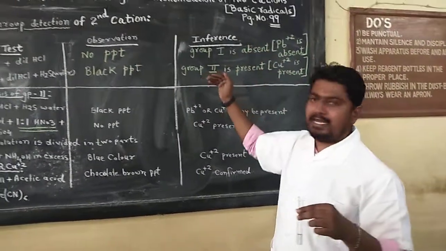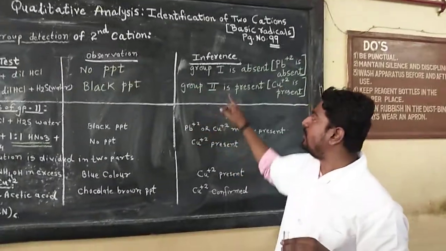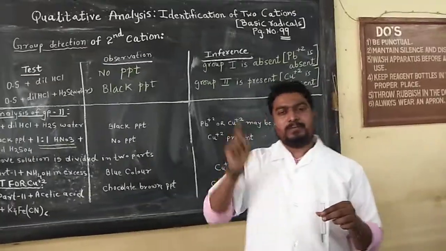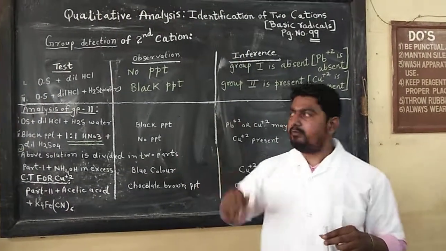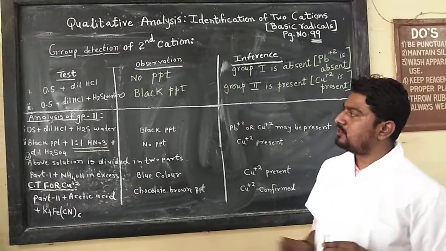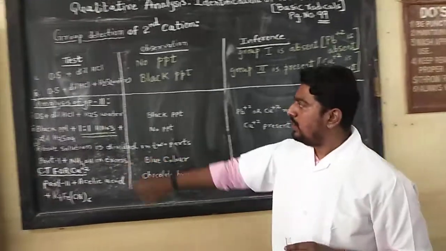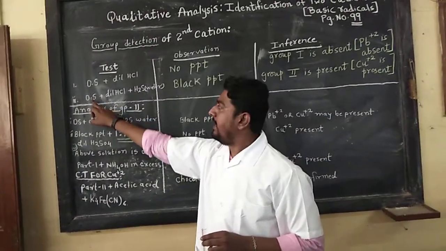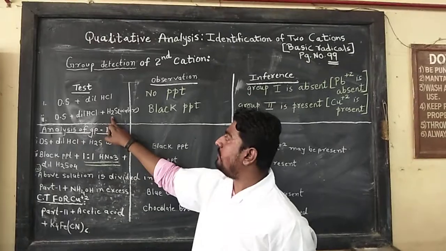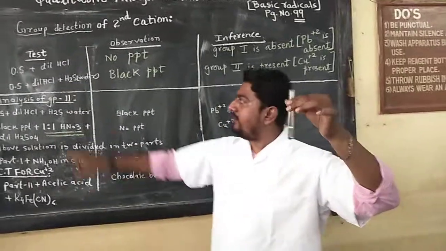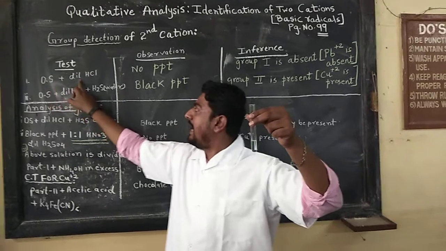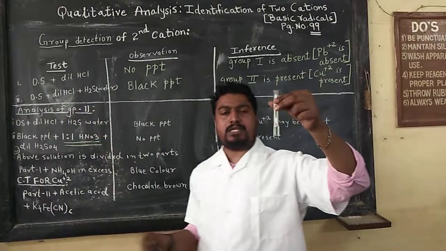So when group 1 is absent, then only you have to move to group 2. If group 1 is present, you have to follow the test for group 1. Is it clear? So now we will move to the group 2 test. In group 2, what we have to do? Original solution and dilute HCl, into that what we have to add? Hydrogen sulfide. In the previous test we already have original solution and dilute HCl, so you can use this test tube also.